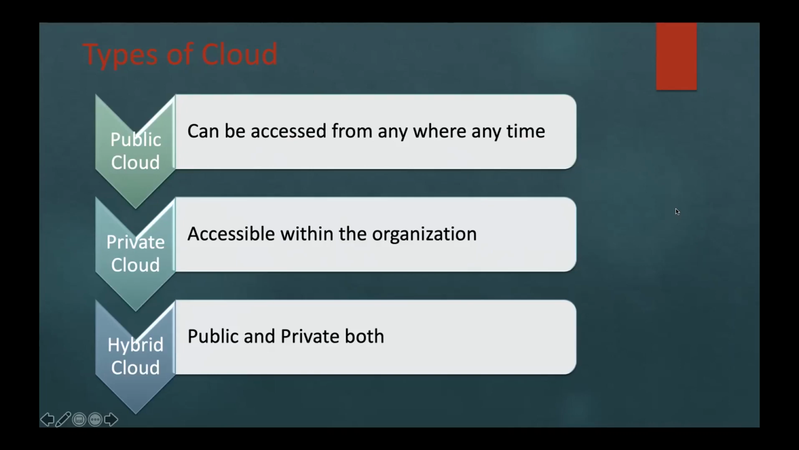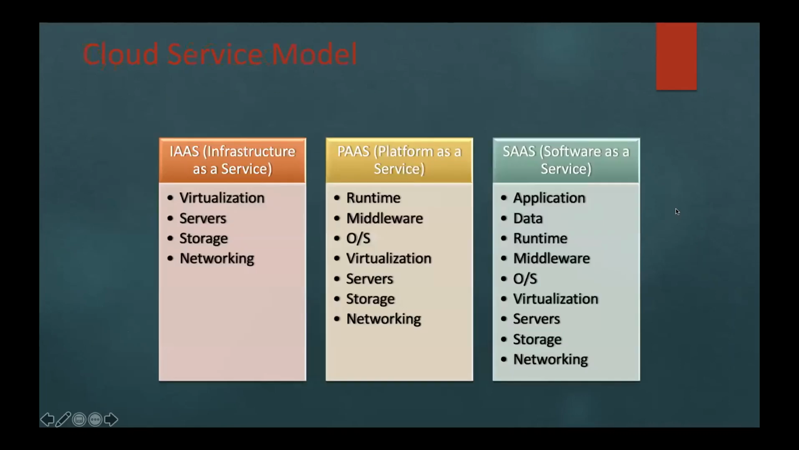Okay. Now, let's move towards the service model. If anyone asks you what are the cloud service models in the market today, there are three cloud service models. One is IaaS, PaaS, and then SaaS. IaaS stands for infrastructure as a service. PaaS stands for platform as a service. SaaS stands for software as a service.